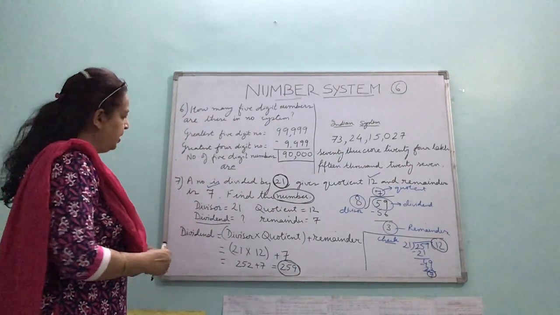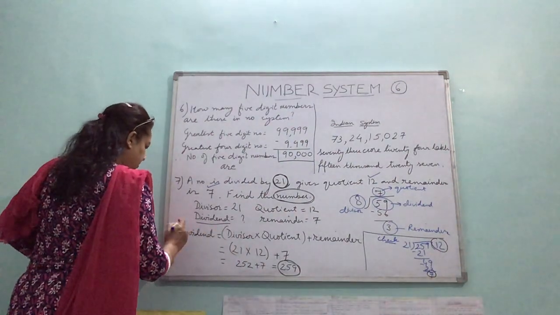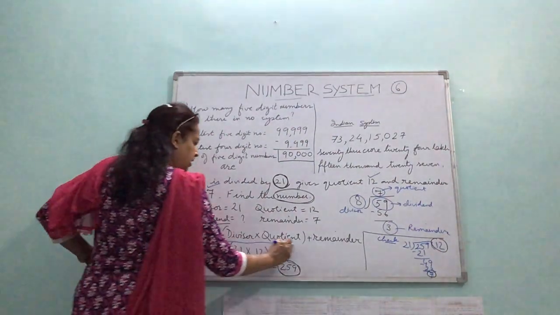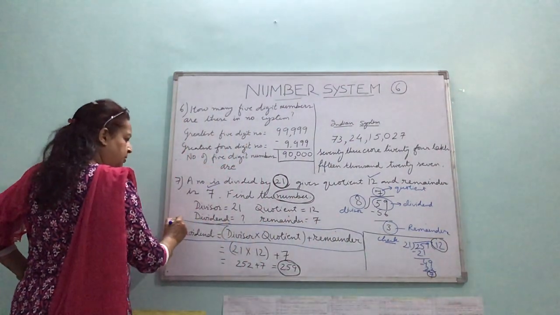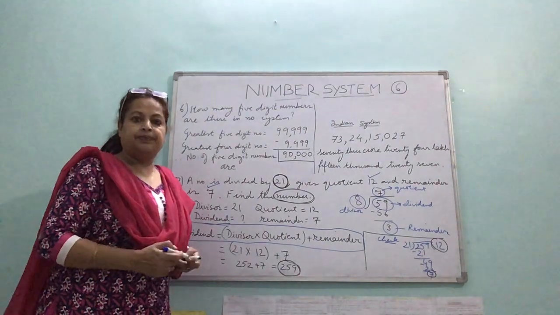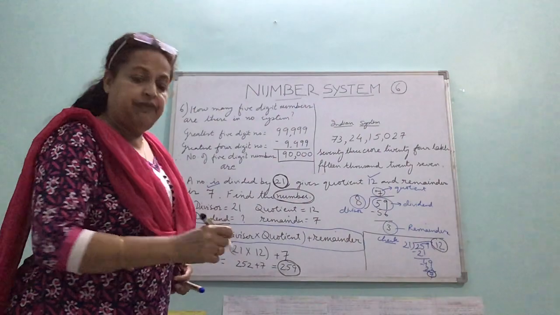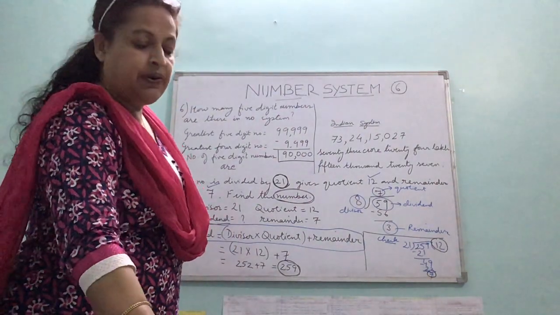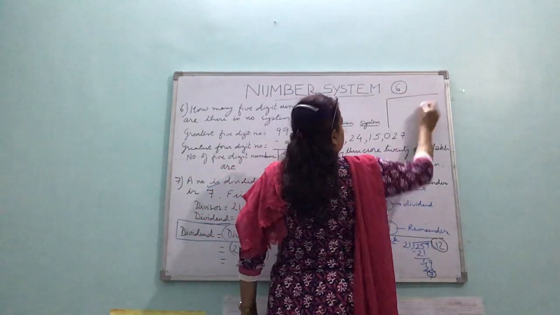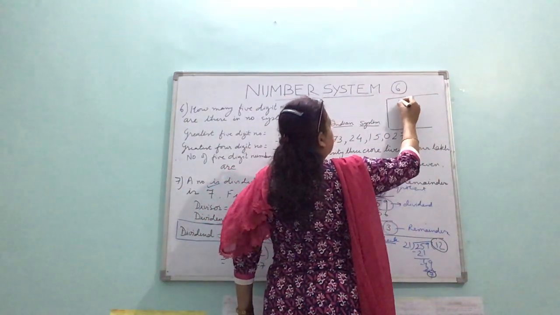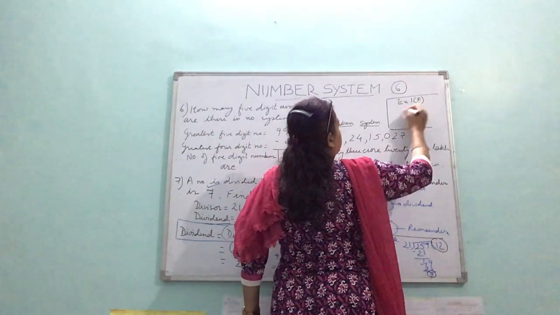So this is a relationship: dividend is equal to divisor into quotient plus remainder. Alright. So now we have covered this full chapter on number system. For your assignment, you will do exercise 1F homework.